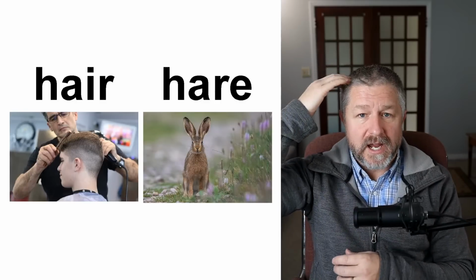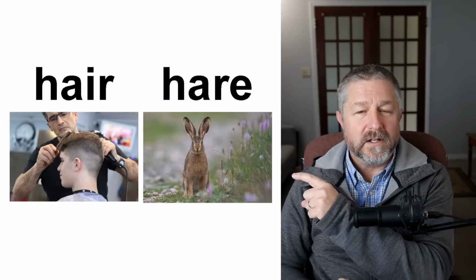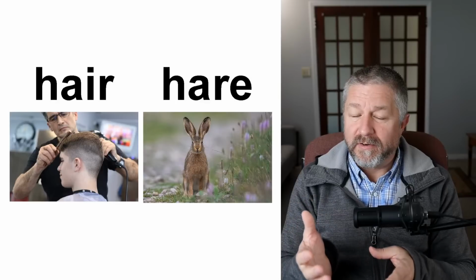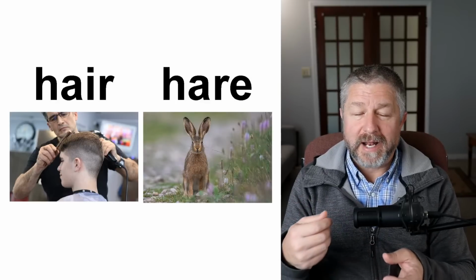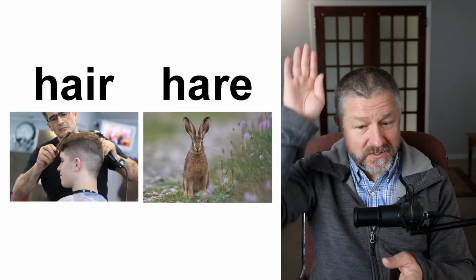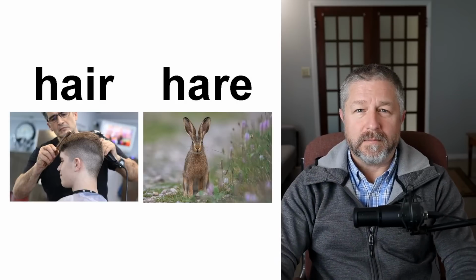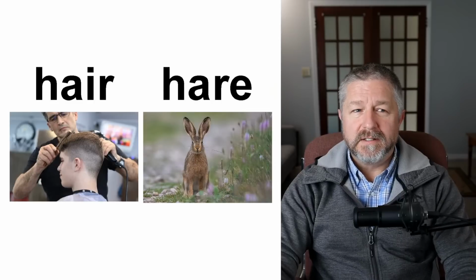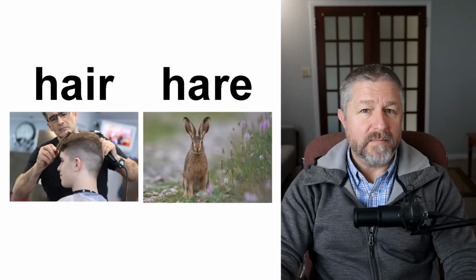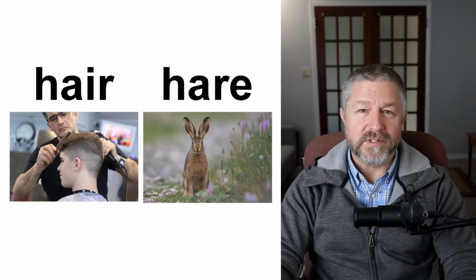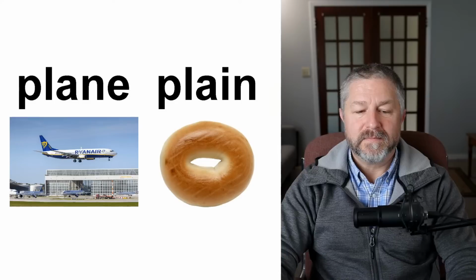But yes, this is hair. This little animal here is also a hare. Rabbits and hares are slightly different, but they look the same. They're an animal that jumps and hops and has really big ears. But you can tell that both words are pronounced the same. I have hair on my head. Sometimes when I'm out for a hike, I might see a hare. So again, same pronunciation, but of course, very different meanings.